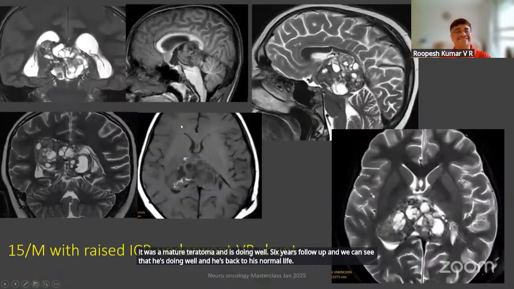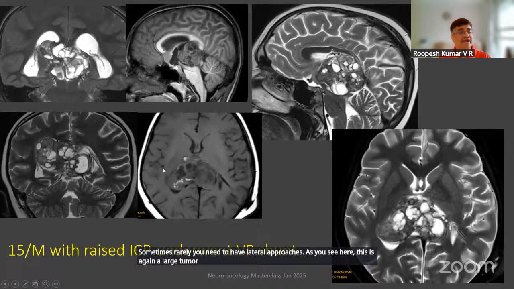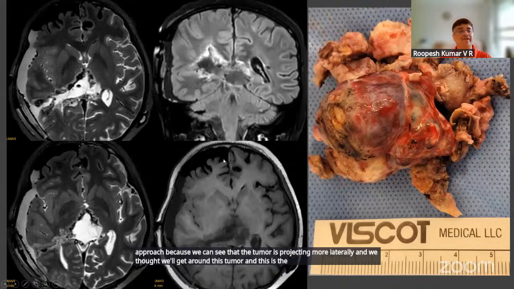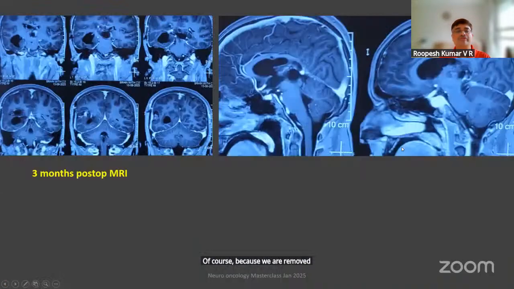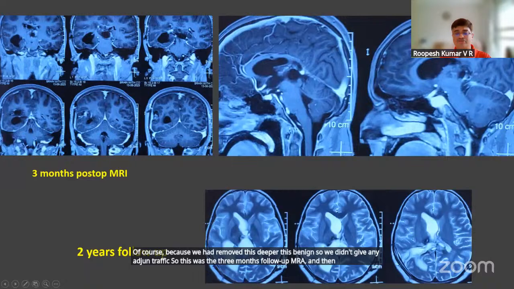Sometimes, rarely, you need lateral approaches. As you see here, this is again a large mature teratoma with raised ICP that underwent a shunt elsewhere. We used a lateral approach because the tumor was projecting more laterally, and we thought we'd get around this tumor. This is the immediate postoperative MRI, and we could see that although it was quite a large tumor, the whole tumor could be removed using this approach. Because it is benign, we didn't give any adjuvant therapy. This was the 3 months follow-up MRI, and this is the 2 years follow-up MRI. He is doing well. He had a lot of seizures even in the preoperative period, but now he's almost near normal.